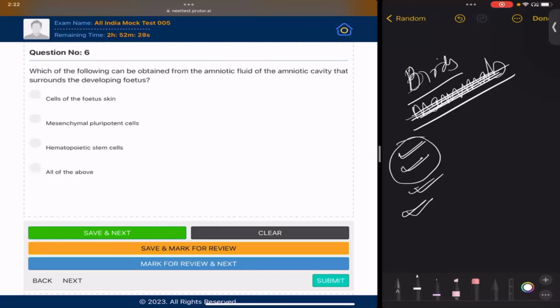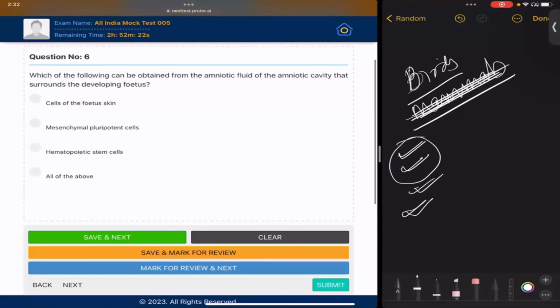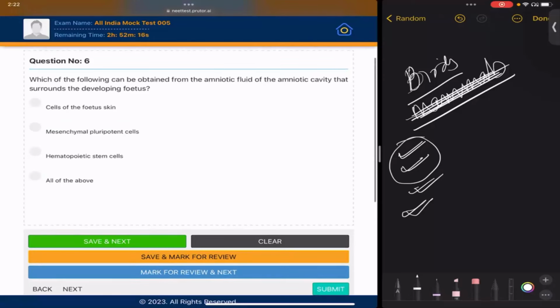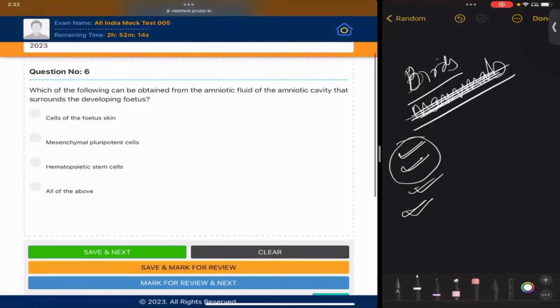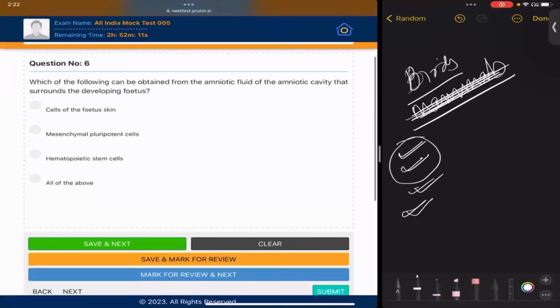Moving on, which of the following can be obtained from the amniotic fluid? Okay, so cells of the fetus skin, mesenchymal pluripotent cells, hematopoietic stem cells, all of the above. So the most appropriate should be cells of the fetus skin, but mesenchymal and hematopoietic stem cells can also be obtained, as far as I can remember. So option D should be the answer for this.